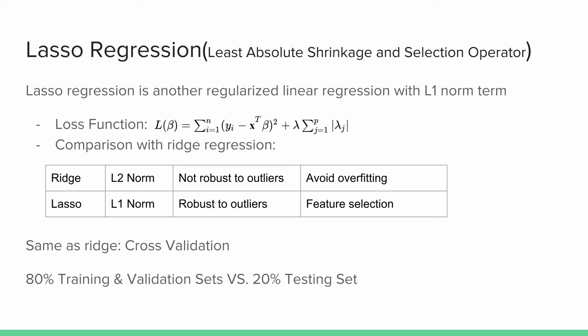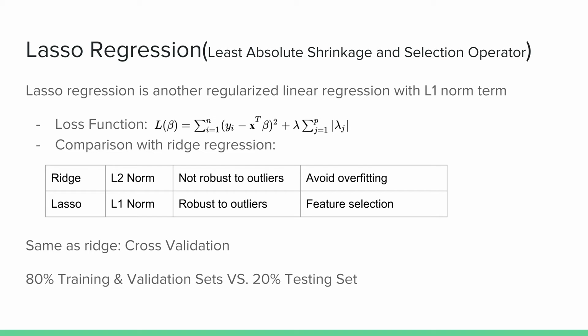Then we want to compare lasso regression with ridge regression. Lasso stands for least absolute shrinkage and selection operator. Lasso also has a regularization term. However, the difference is that the regularization term is the absolute value of weights, which is the L1 norm. One of the advantages of lasso regression over ridge regression is that lasso is robust to outliers because of the absolute value. Another most significant advantage is that lasso can do feature selection.